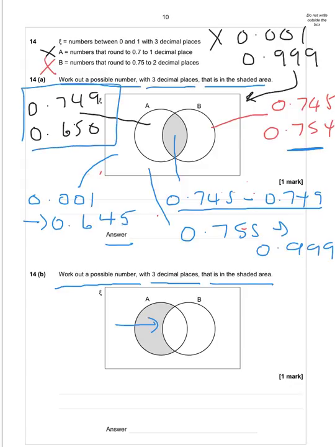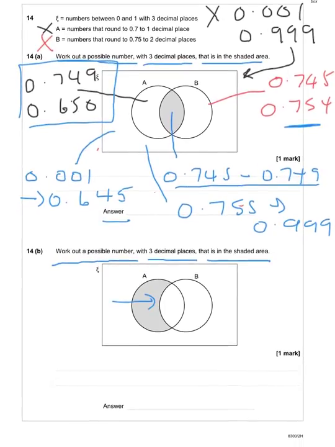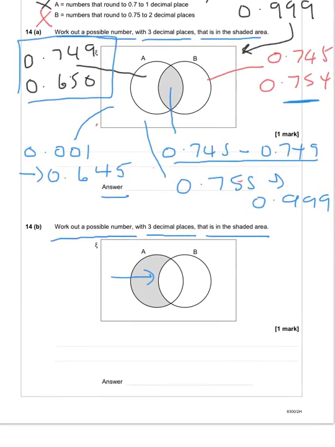So it could be a number that is, if you just bear with me a second, just move that up a little bit. So that is going to be a number that is 0.650 all the way up to 0.749.